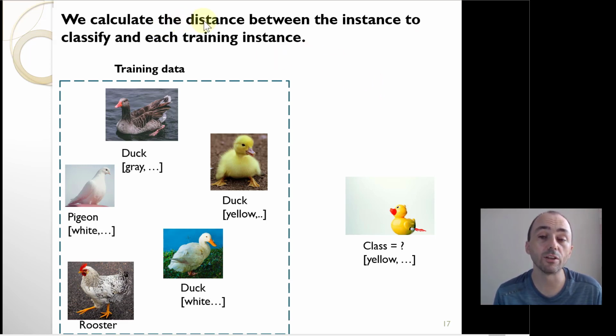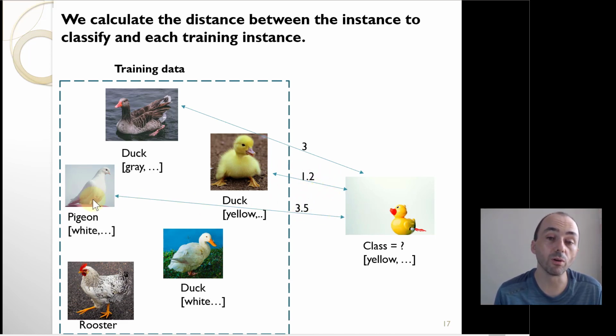So we need to calculate the distance between the instance we want to classify, the duck here, and all the other instances. So let's say we calculate the distance between this and this. Are they similar or not? We use some measures for distance, and let's say we get 3. I will tell you how to calculate later. Now this one and this one, they are quite similar, so maybe the distance is smaller, 1.2. Then this one 3.5, this one 4, and the other one 6, because they are very different.